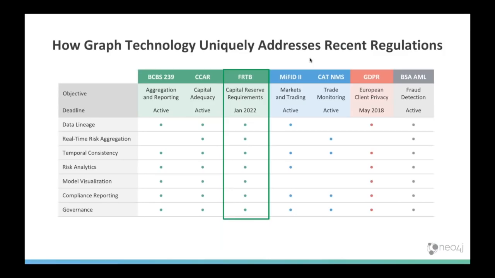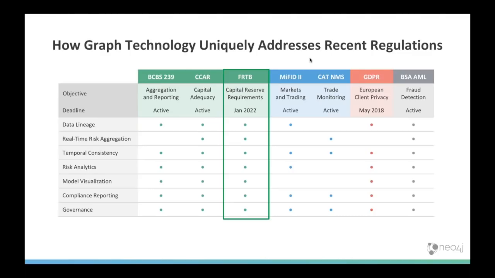So just to recap, we've seen how graph technology really quite uniquely can address the requirements for a lot of recent regulations, right? We've really focused on FRTB, and we can see that we've ticked the boxes for FRTB. We can show data lineage, we can aggregate risk in real time, we can view data over time, so we have temporal consistency. We can take a view of data at any point, any snapshot in time. We can calculate risk based on the data that we have. We can visualize it, making compliance reporting and governance much more straightforward.